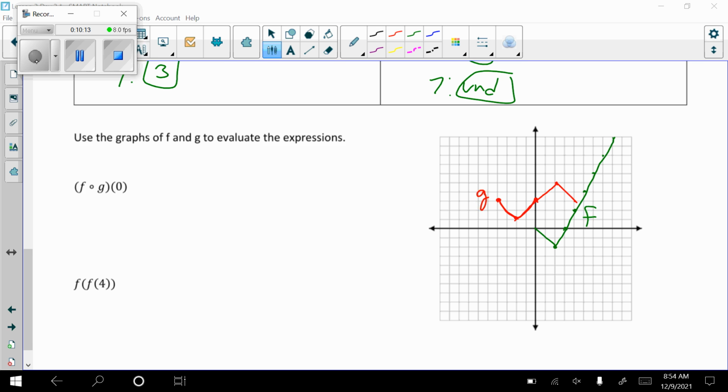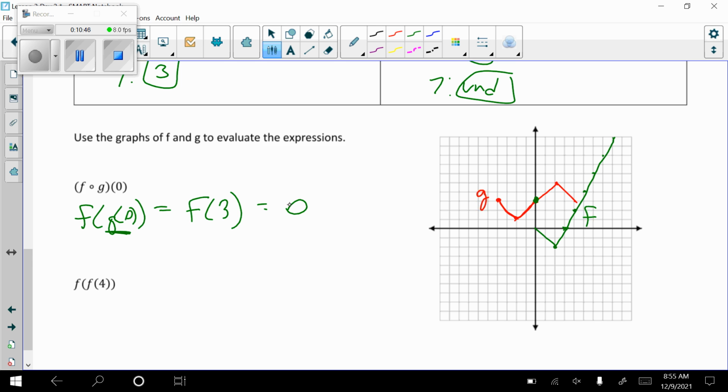So what we're going to do is we're going to take f of g of 0. So the first thing I'm going to do is find when my x coordinate for my g function is 0. So with the x coordinate for g function right there. So my y value is 3. So f of 3. Now I'm going to go over to the green side and find when my x value is 3, and my answer is going to be your y value. So 1, 2, 3, and my answer is 0.